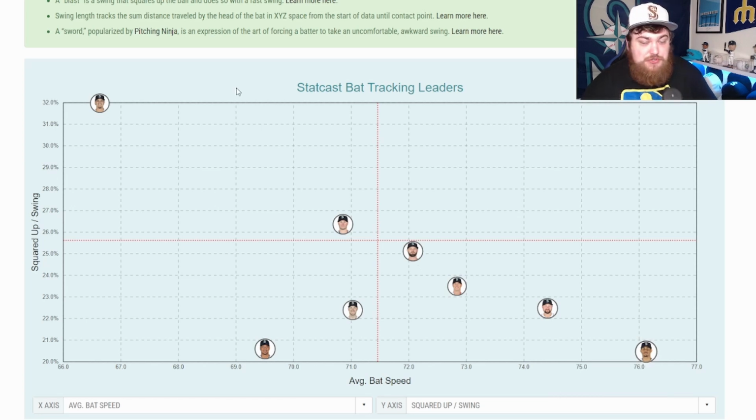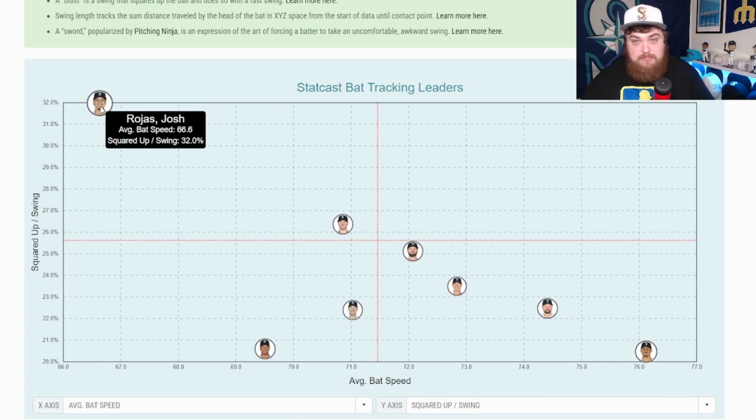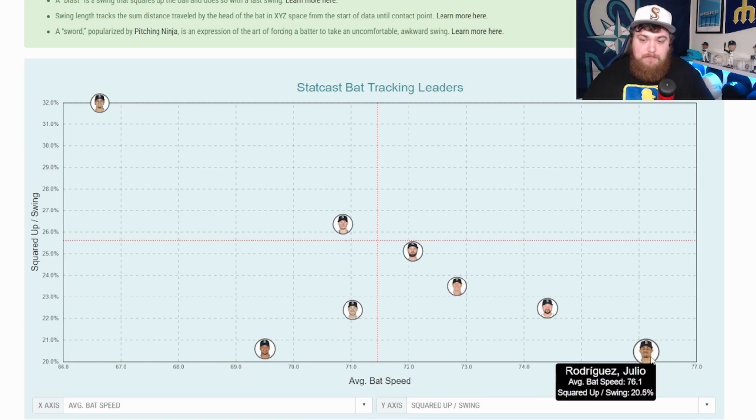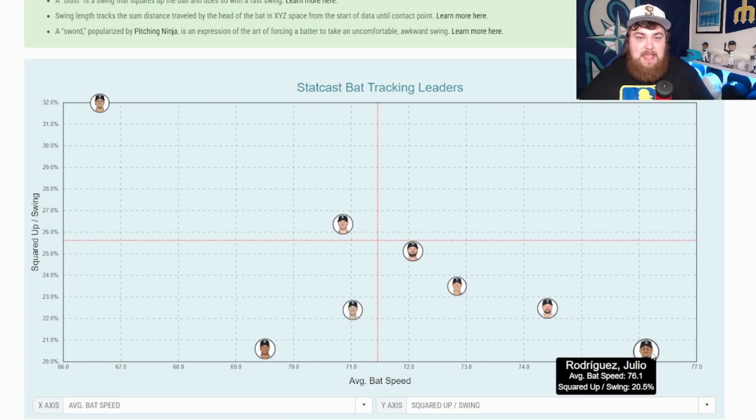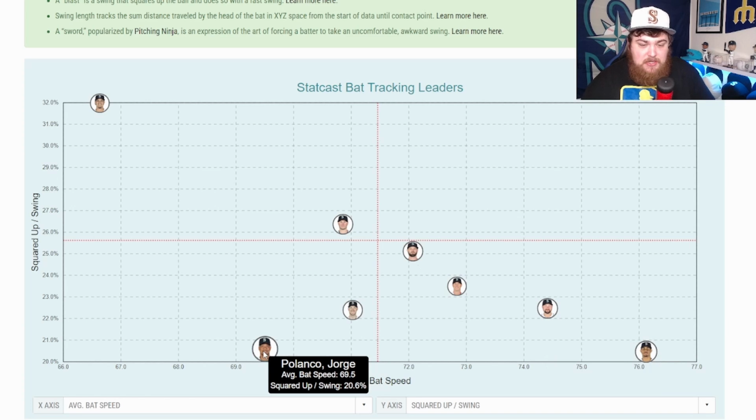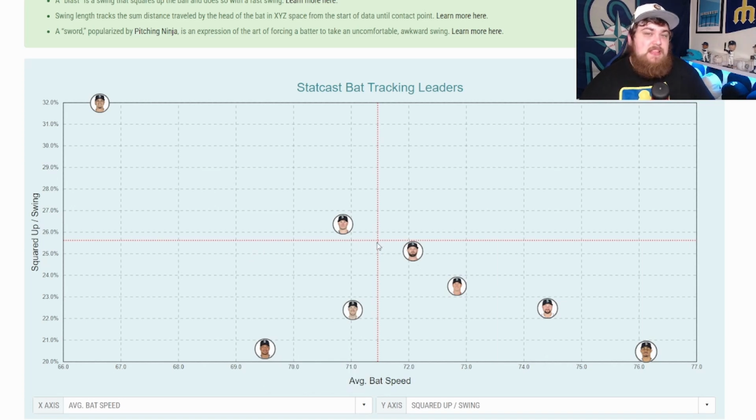We have a couple extremes on the team here. Josh Rojas has a very low, or I guess slow, bat speed, but a very high squared up percentage at 32%. On the other end of the spectrum, we have Julio Rodriguez, who has an average bat speed of 76.1 miles an hour, the highest on the team of qualified hitters, but a very low squared up percentage of 20.5. He actually matches Jorge Polanco. He's at 20.6. However, Jorge Polanco has a below league average bat speed, and that's what these red lines here are, basically what the league average is for this.